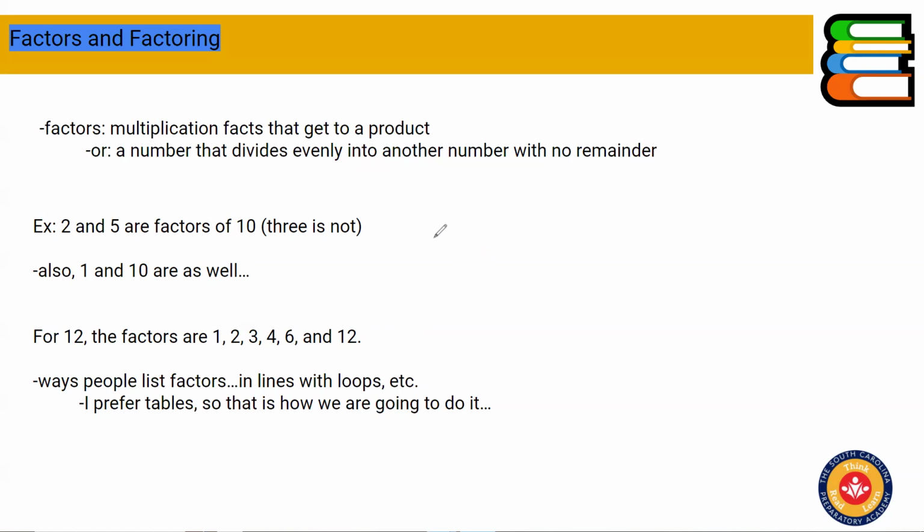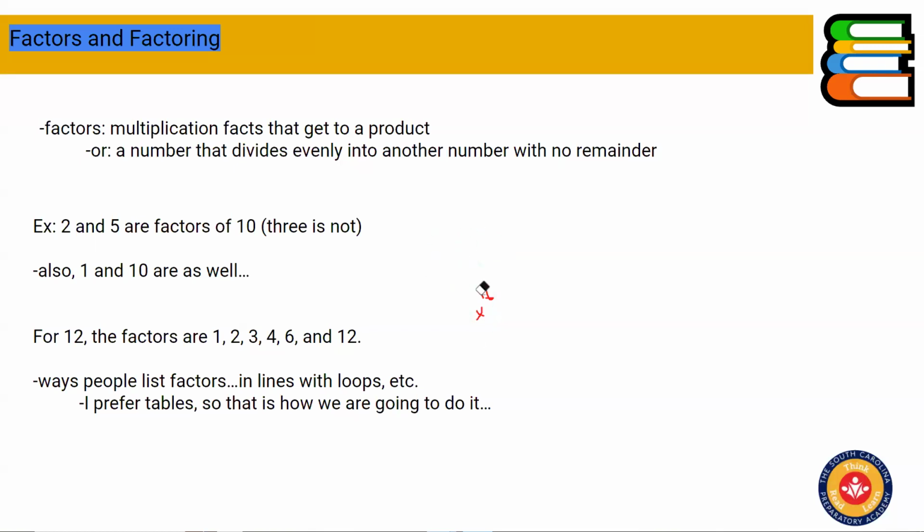So I prefer the table method. So I've taught it like this. So the factors of 12 are 1 times 12, 2 times 6, and 3 times 4. Okay, so that's the way we listed factors.